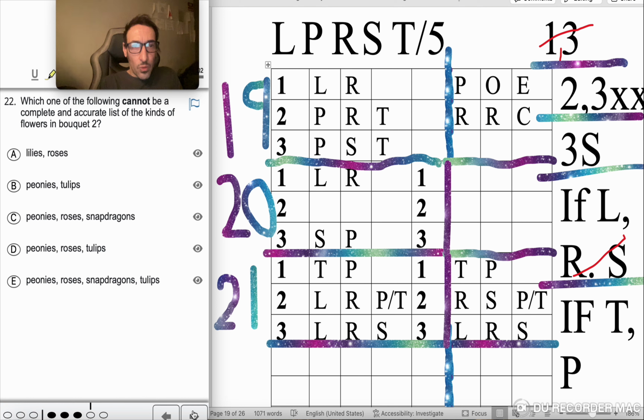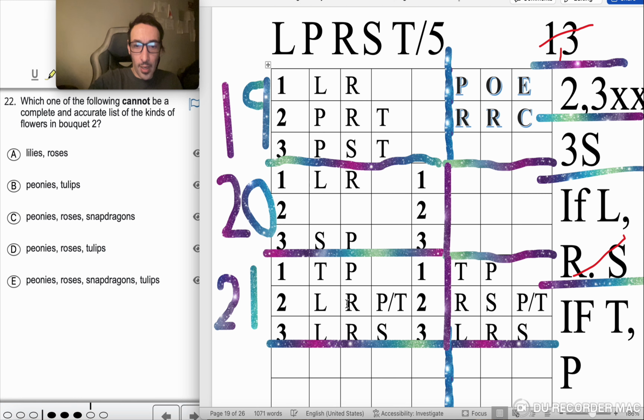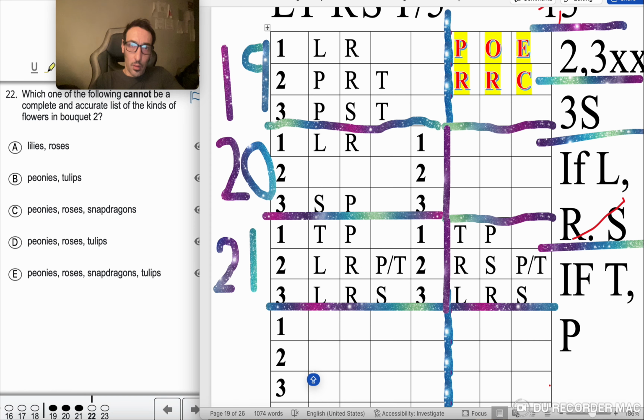Question 22. Which one of the following cannot be a complete and accurate list in bouquet 2? Let's see if we can try to answer this question right now, if we have enough data to answer it. Since I'm having a hard time answering this question, I'm going to go ahead and play the first one, see if it's possible. Choice A.